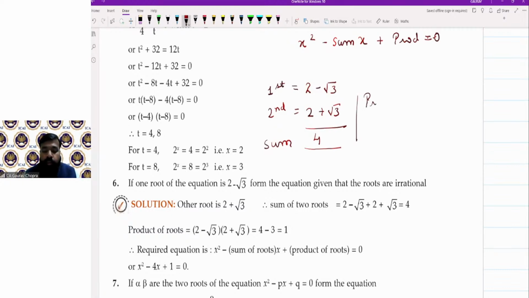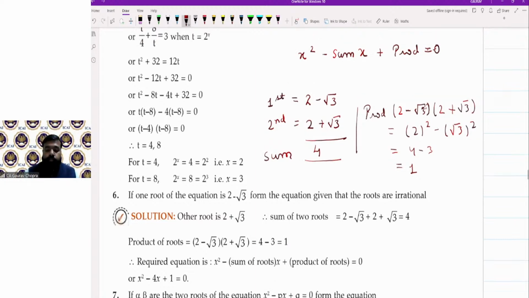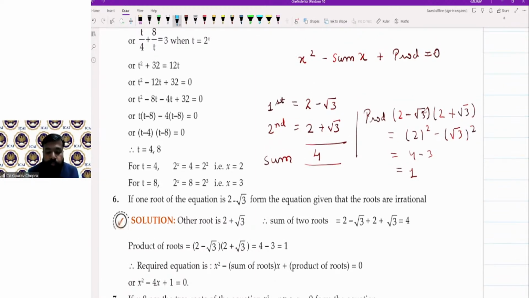Also we have to find out the product. So 2 minus root 3 into 2 plus root 3. We can apply the identity a plus b, a minus b, so a square minus b square. So the product will be 1. Now we can form the equation: x square minus sum, which is 4, 4 of x plus product, which is 1, equal to 0. So it becomes the final quadratic equation.